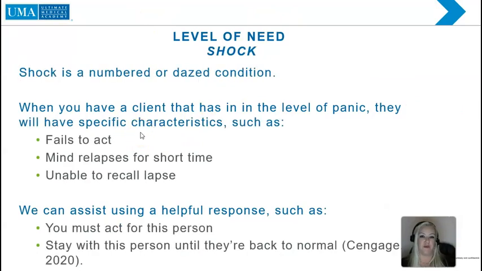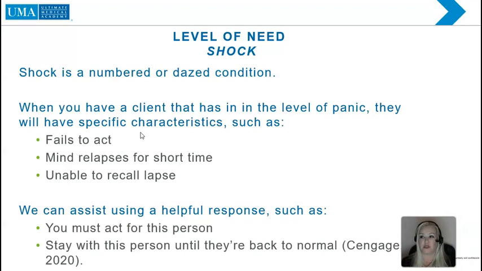Now let's look into the fifth response we will talk about tonight as far as the levels of need. Shock is a numbed or dazed condition. We just talked about crisis, and we know that the crisis client might be non-rational. That can be bad enough, right? And scary enough to assist with. But shock can be even worse. So be prepared for that as well. It's that dazed condition. When you have a client, they're going to have specific characteristics such as failing to act.